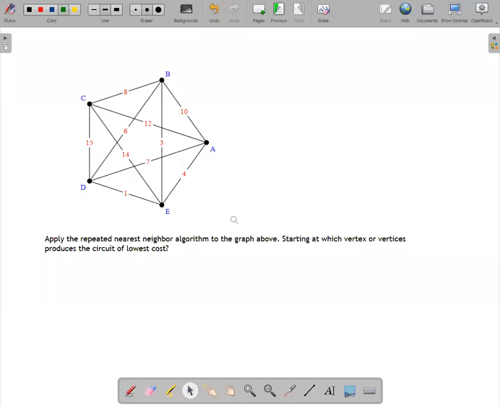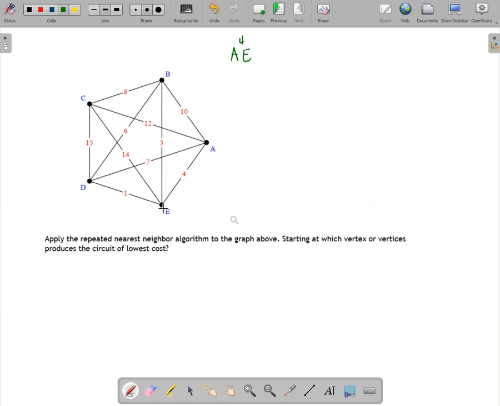So the repeated nearest neighbor is a bit of work. And usually I like to start in alphabetical order. So I'm going to start with vertex A. And using the repeated nearest neighbor starting at A means from A, what's the cheapest place to go? For my graph here, I have a choice of 4, 7, 12, or 10. So the 4 is cheapest. So I would go from A to E, the cost of 4.